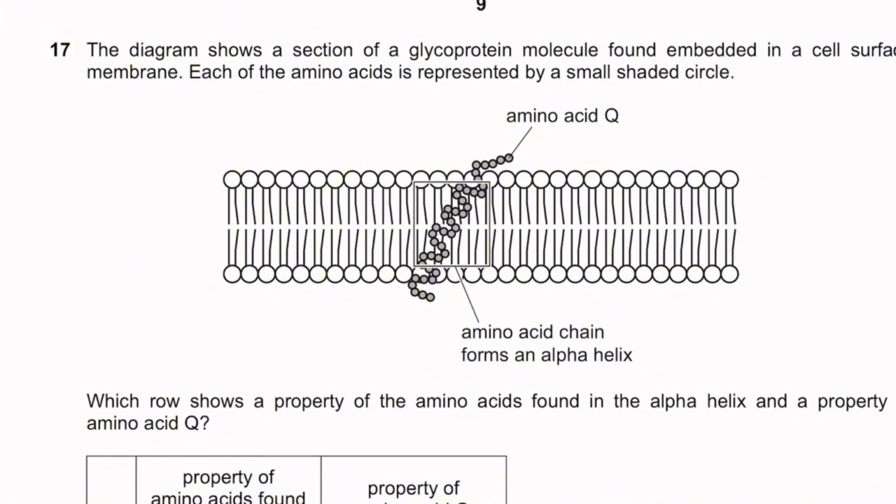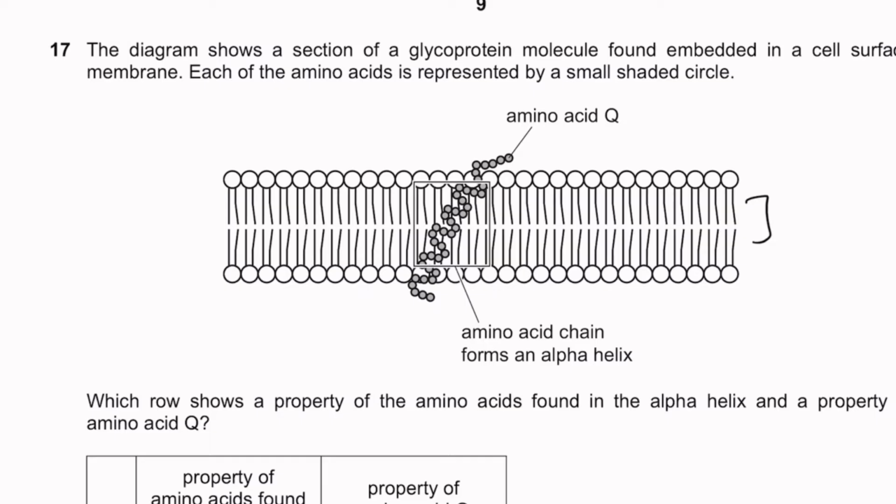Okay, now the amino acids found in the alpha helix specifically are found inside the hydrophobic region of the phospholipid bilayer, because it's basically filled with fatty acid chains. So yeah, I would say these are definitely non-polar. However, the amino acids on the outside would be surrounded by water and cytoplasm and everything. So yeah, sure, they are polar.